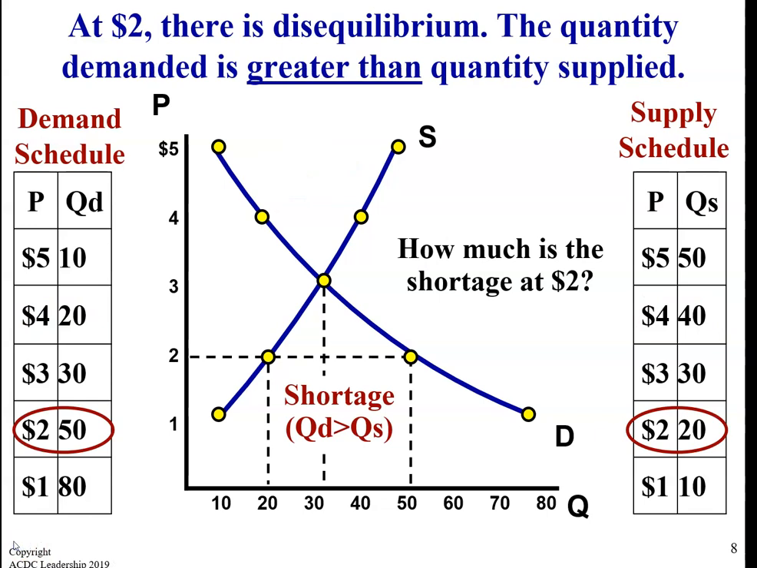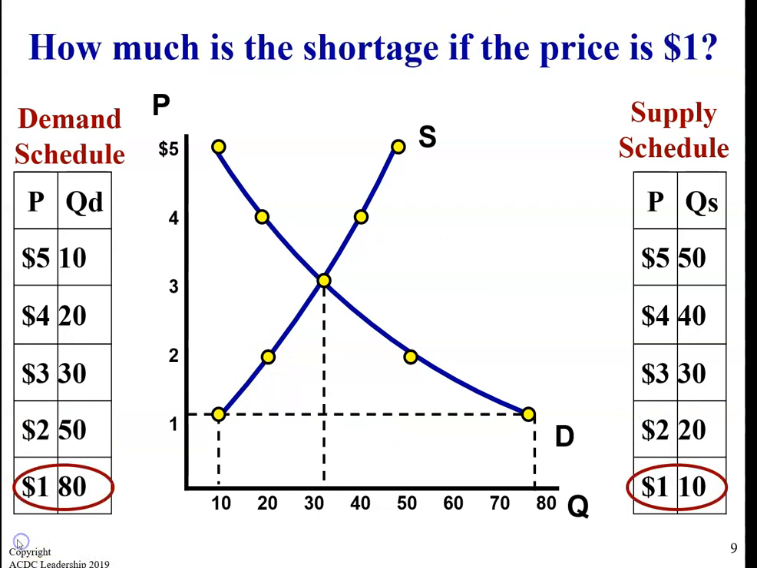At $2, there's disequilibrium. The quantity demanded is greater than the quantity supplied. There's a shortage. How much is the shortage at a price of $2? The shortage would be 30, the difference between 50 and 20. How much is the shortage if the price is $1? The shortage would be 70, the difference between 80 and 10.